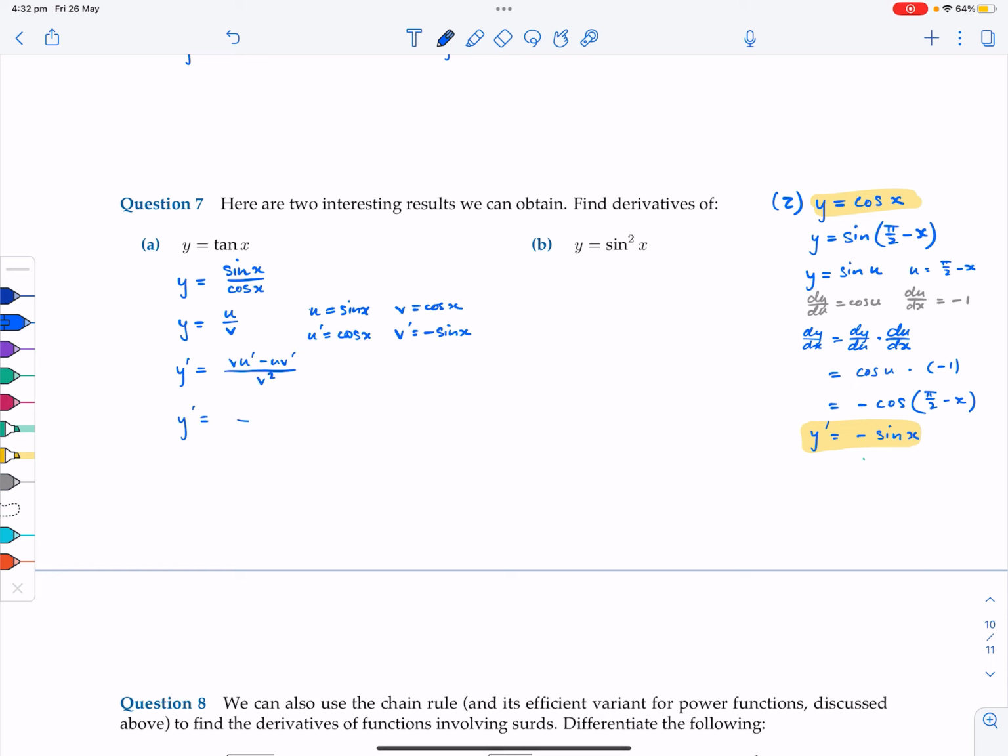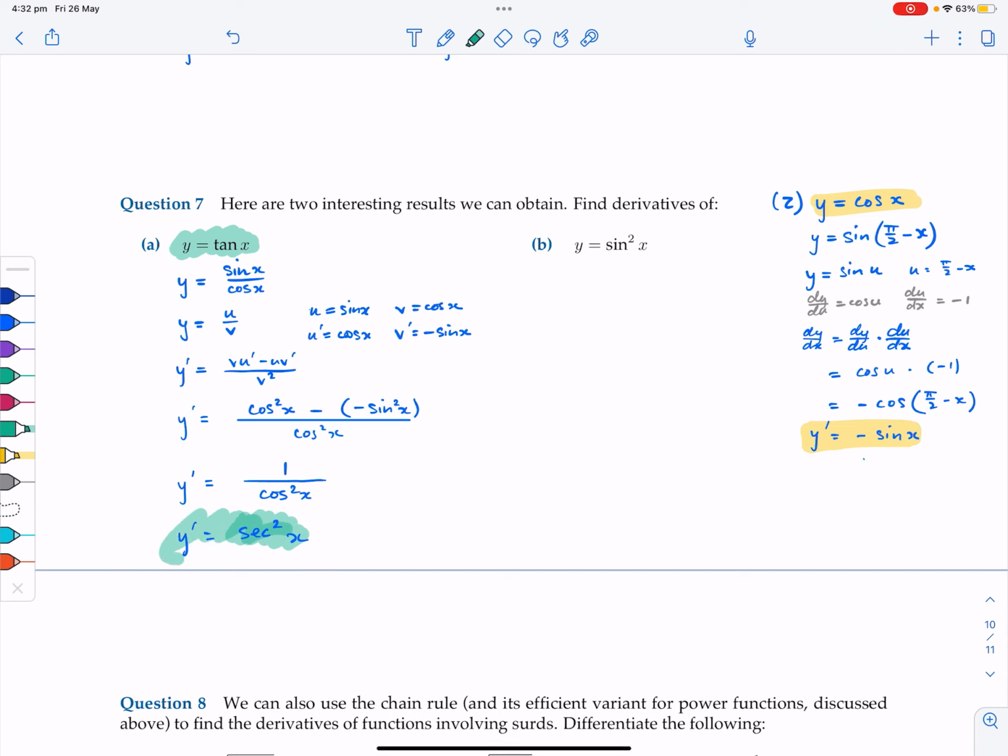So y dash is, let me set up my fraction and my denominator. v is cos x, so v squared is cos squared x. vu dash is cos x times cos x, so that's cos squared x. And then we've got minus, and now we've got sine x times negative sine x, so that's negative sine squared x. Now that numerator is actually cos squared x plus sine squared x, which is 1. So that simplifies to 1 over cos squared x, and so we get y dash is sec squared x. So y equals tan x has the derivative sec squared x.